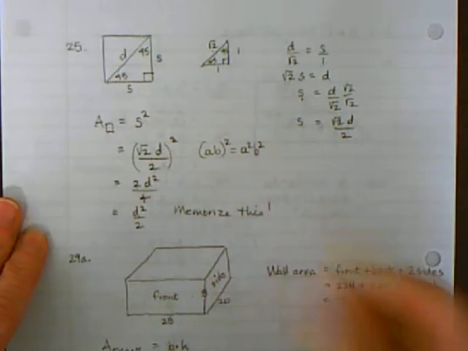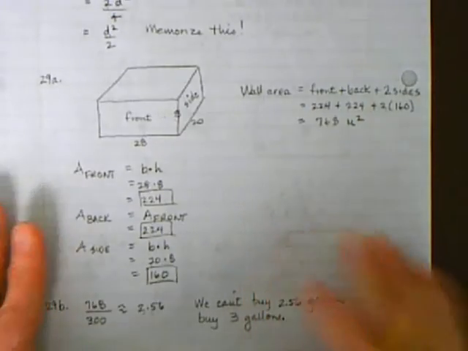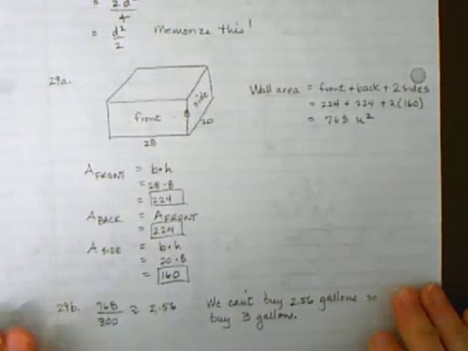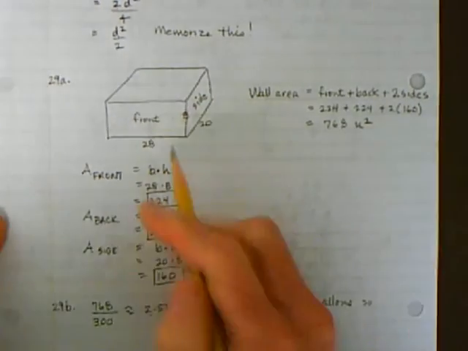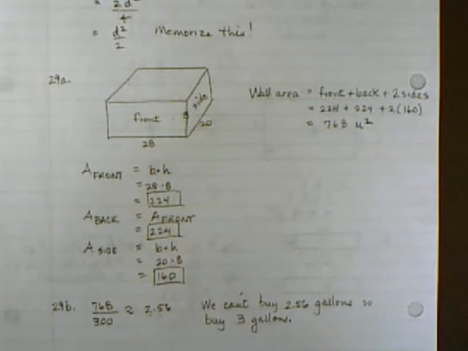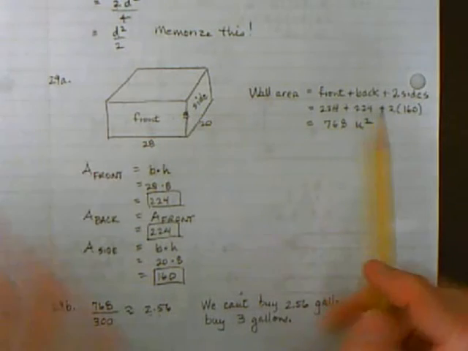Fancy little formula. Okay, 29a. This is kind of a fun little problem. You have a room and you have to figure out how much paint to buy, all right? So first thing you need to do is figure out the area of all the walls.